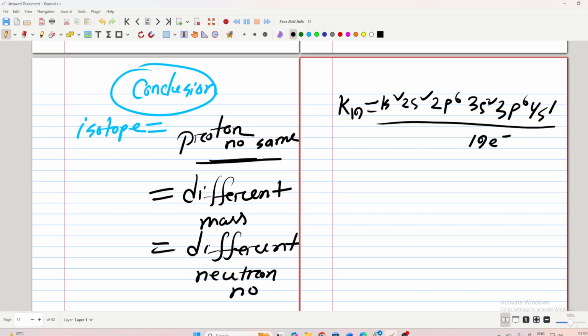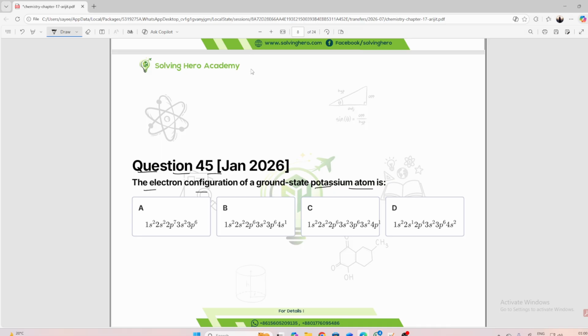This is the way potassium has this electron configuration. Am I right? So what did I just say? Potassium 19 has 1s2, 2s2, 2p6, 3s2, 3p6, 4s1. So 19. See, the electron configuration of ground state potassium.